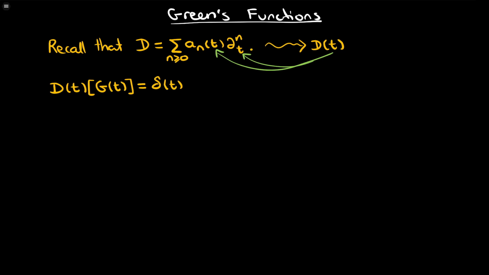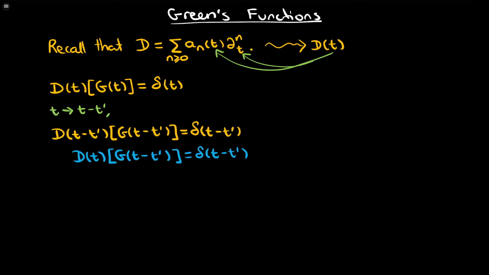So we know that D in t acting on g of t equals delta of t, and so simply shifting the arguments to t minus t prime, we have that D in t minus t prime acting on g of t minus t prime is equal to delta of t minus t prime. But the dream property that we wanted was that D in t acting on g of t minus t prime is equal to delta of t minus t prime.